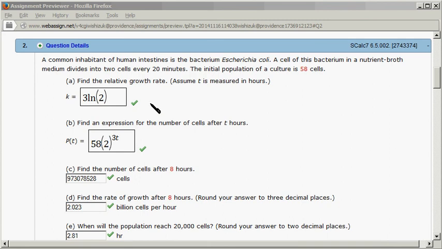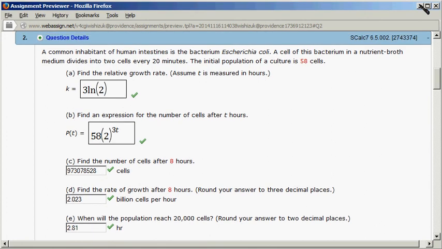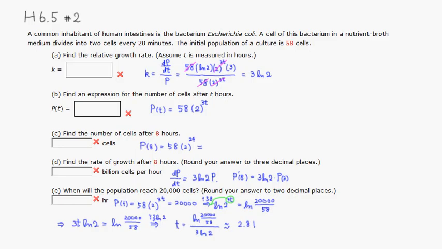It came back, and it looks like we got part A correct, part B correct, and C, D, E correct. That's it. I hope that this was clear.